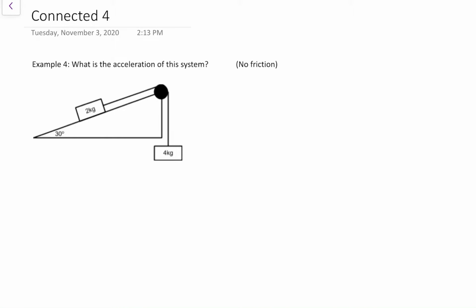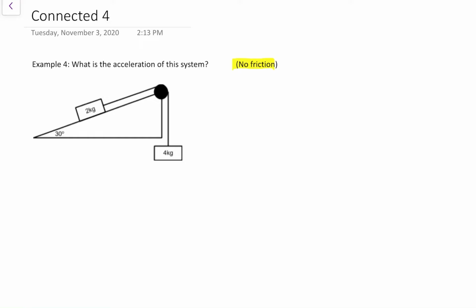We've seen that a connected object can include an applied force on an angle. As well, a connected object can include an incline, like this one does. On the one hand, this one's not too bad because it doesn't have any friction, but we'll talk through how to do it. And if you come across one of these in the future that does have friction, it's not a big deal to add that in.